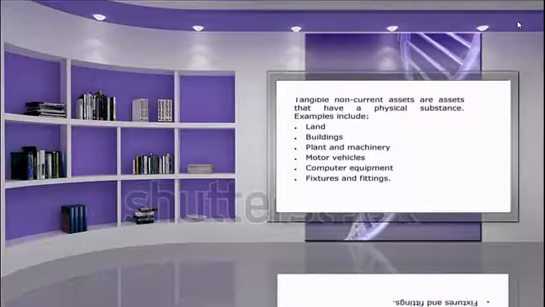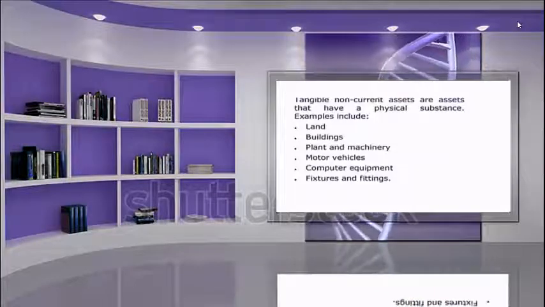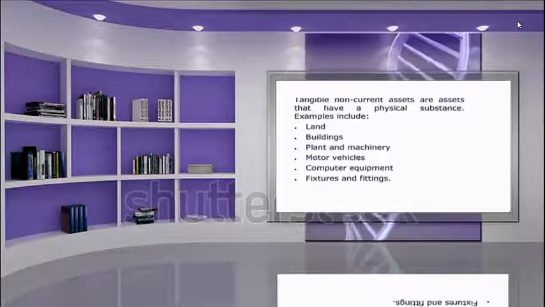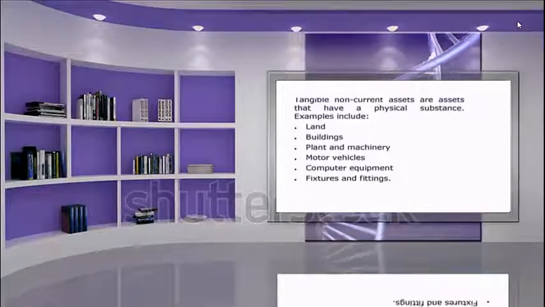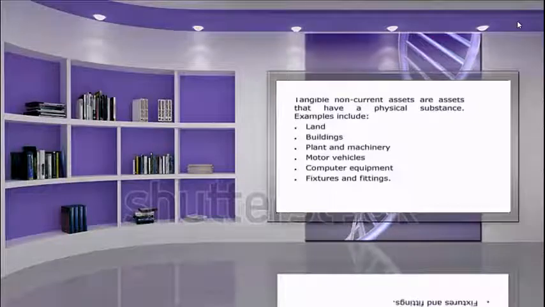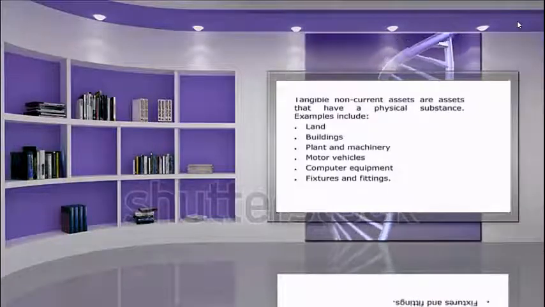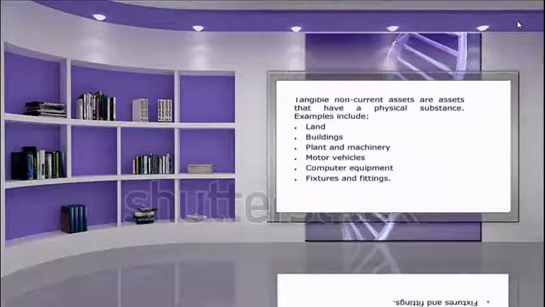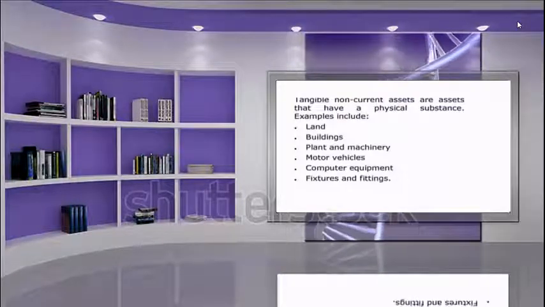Now, first of all, we've got to look at the initial recognition of those tangible non-current assets. How do we measure their value initially when we first record them in our books? Well, what we do is we record them at cost. And what we have to do is think about the cost of that asset for bringing it into use initially.